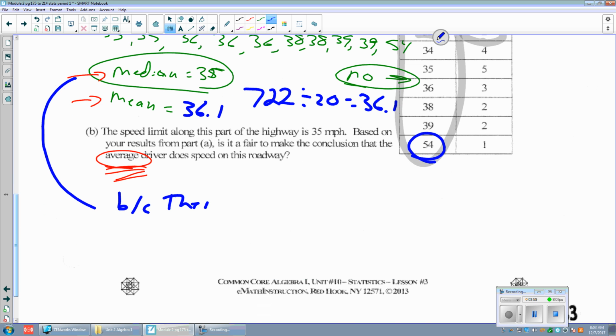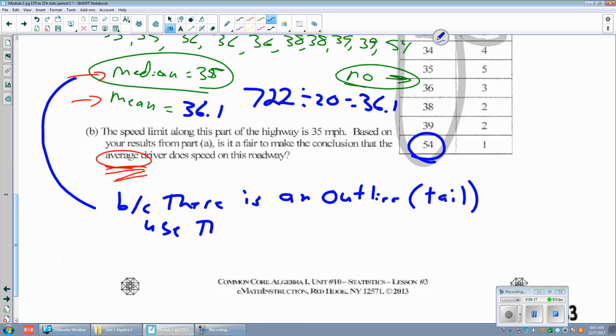Because there is 2 words for that, an outlier, also known as a tail. You could use tail if you want. Nothing wrong with using the word tail. We know what it is mathematically. Because there's an outlier or a tail, use the median. So the average driver is going the speed limit.